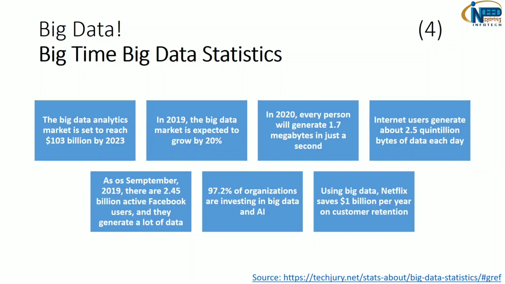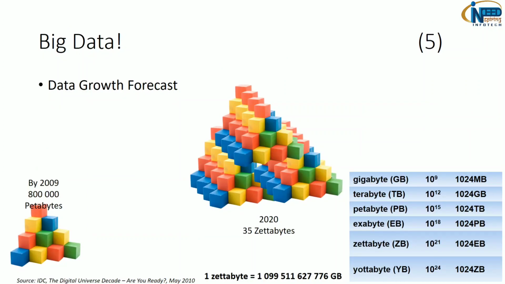So these are certain more recent statistics. In this chart, you can see that in 2009 it was around 800,000 petabytes of data, and for 2020 the estimation given was 35 zettabytes of data, but now we see that there are nearly 40 zettabytes of data in 2020. So the forecast which was given has come true, and we have even more data today.